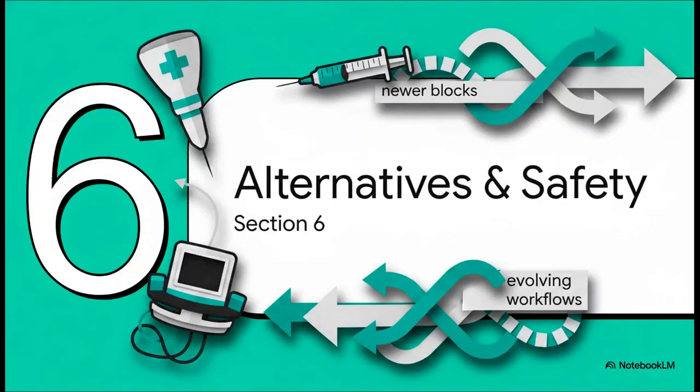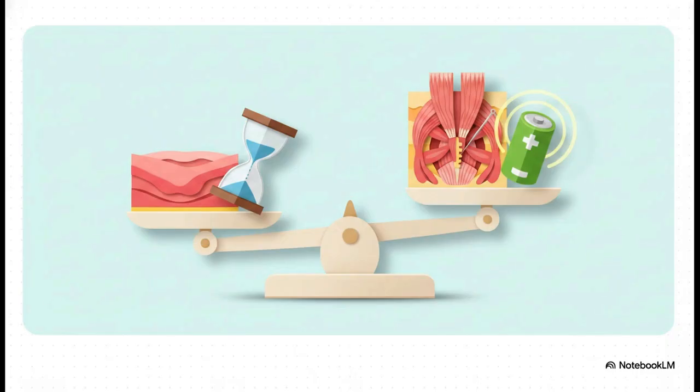Let's bring it home with Section 6, Alternatives and Safety Protocols. Okay, we have to talk about one of the biggest, most hotly debated topics in regional anesthesia right now: the lateral TAP versus the Quadratus lumborum or QL block. The lateral TAP is great. It provides excellent infraumbilical coverage, it's superficial, it's relatively easy, but its duration is admittedly limited.